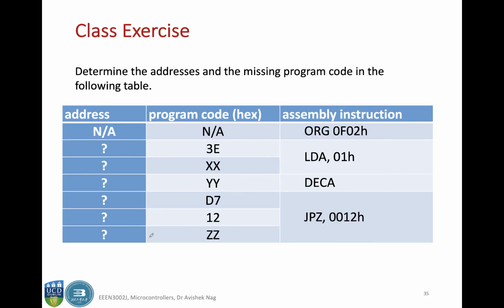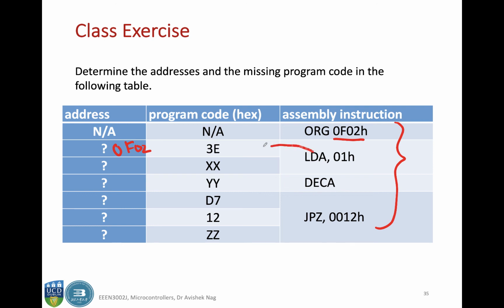Okay, so now if I ask you to do this as an exercise, so let's say these are my assembly instructions, and you have to find out the locations of the memory where these will be written. So let's go through the assembly instruction first. ORG 0F02 tells you that this particular address is the first line of your code. Okay, so the first line should start from 0F02.